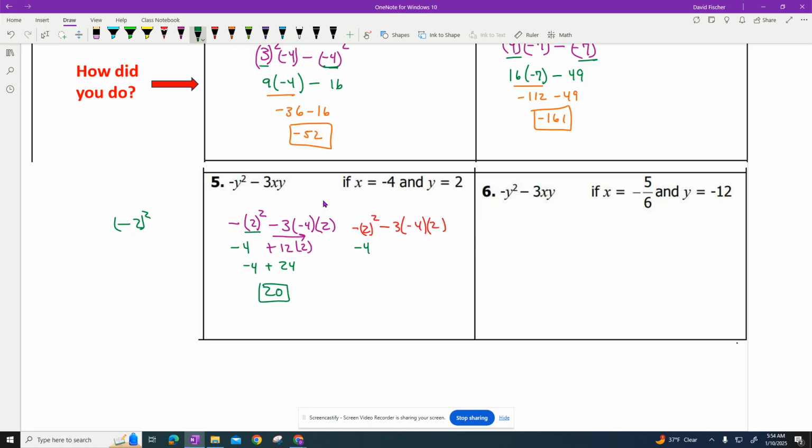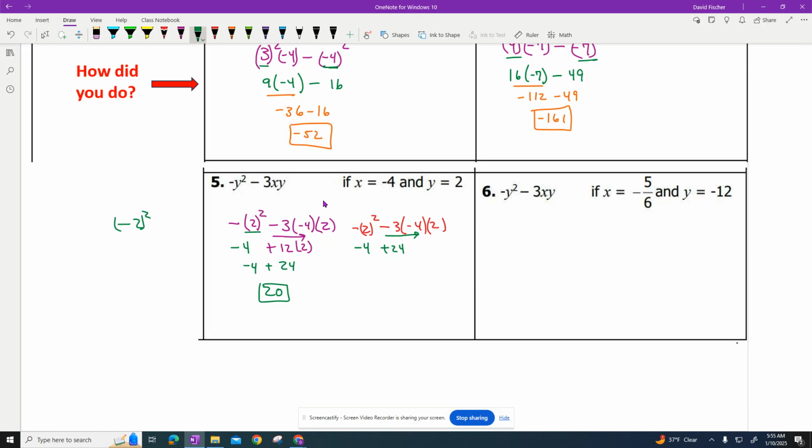Now, when I see a number touching a number touching a number, that means multiplication. And we learned in PEMDAS, you do multiplication from left to right. So you can do this whole thing at one time, because it's multiplication touching multiplication. You could speed things up by saying negative 3 times negative 4 is a positive 12, and 12 times 2 is a positive 24. This happens after you get more comfortable with math.